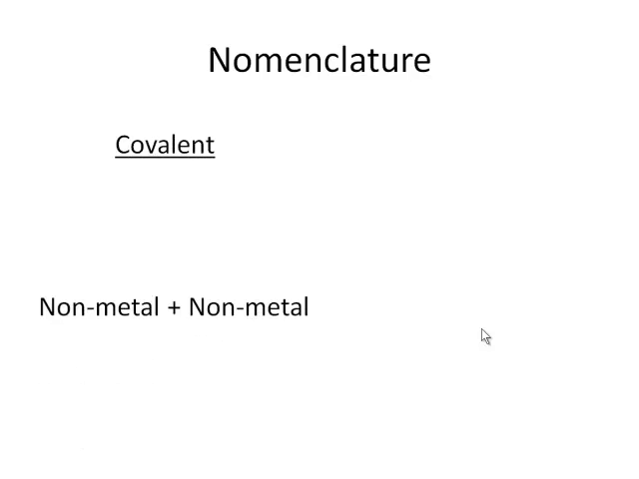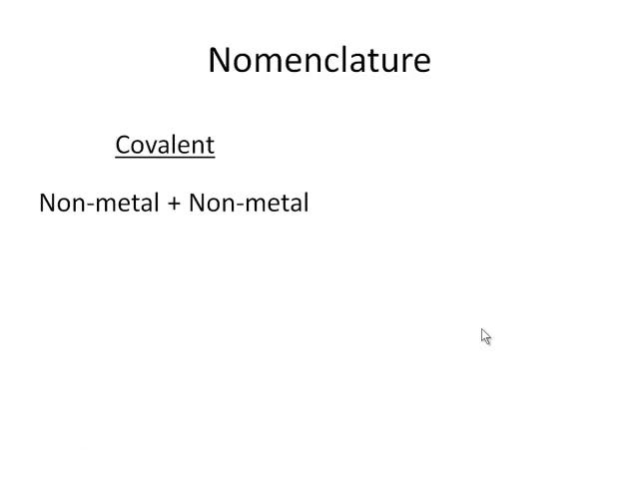Now, let's get started. We're going to start off with nomenclature. It may sound like a difficult word, but it simply means to name something. There are two different ways to use nomenclature, for covalent compounds and for ionic compounds. First, we're going to start with covalent. Now, when using covalent, you must always remember that it is between a nonmetal and a nonmetal, so two things to the right of the staircase.